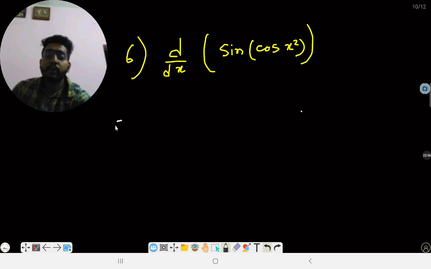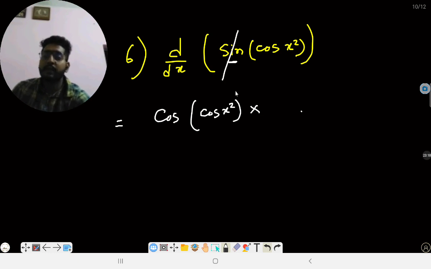So what is the chain rule here? First, what is here? Sine. So derivative of sine is here cos. So cos, and whatever be inside you have to write it down. The inside there is cos x square into. Now here it is cos. Now what is the derivative of cos? That is minus sine. Now whatever be the inside you have to write it down. Again sine x square will be there. Now next one is x square.